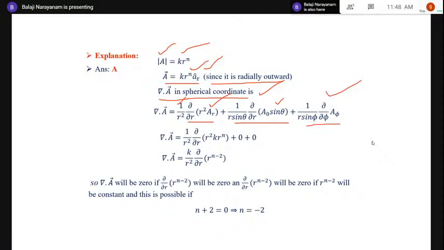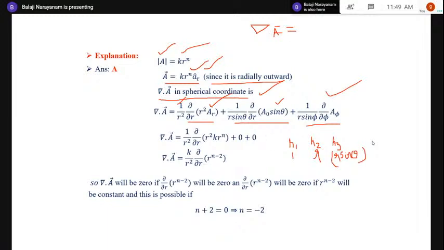How we got this is, del dot A in the spherical coordinate system, again the concept of scale factors h1, h2, h3 is to be used, h1 being 1, h2 being r, and h3 being r sin theta. These are the scale factors used in which coordinate system? In the spherical coordinate system. We will make use of these scale factors.